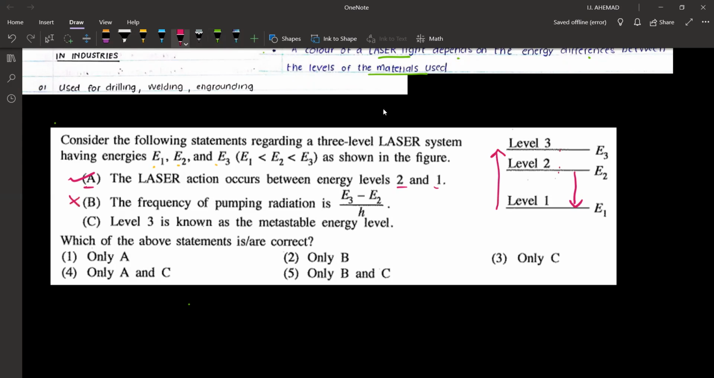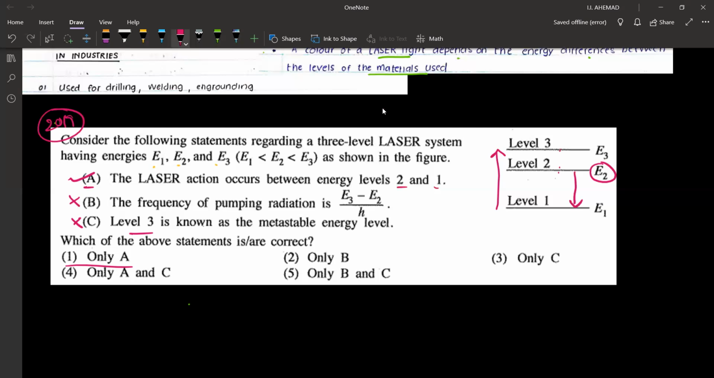Statement C: level 3 is known as metastable. Level 3 is known as metastable? Level 2 is known as metastable, so this is also wrong. Then the answer has to be only A. Yes, level 2 is metastable, but here they have mentioned level 3. So this is from 2019. This is the question. Hope it's clear.